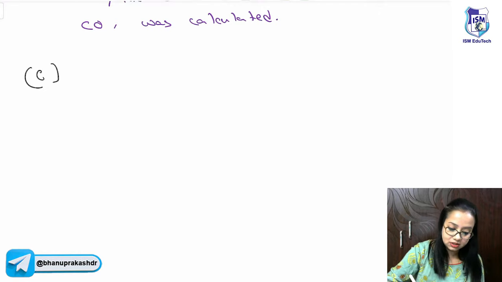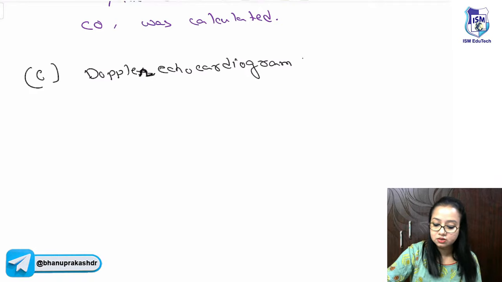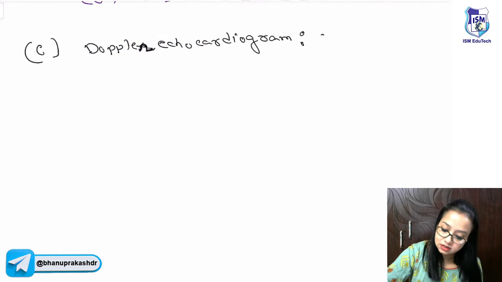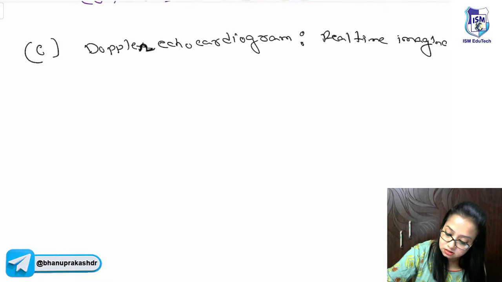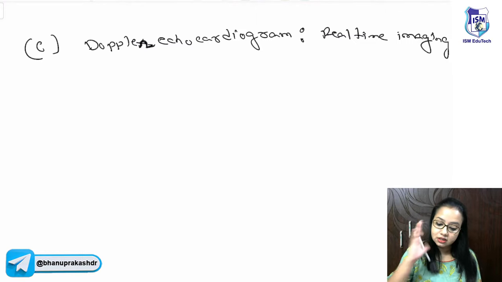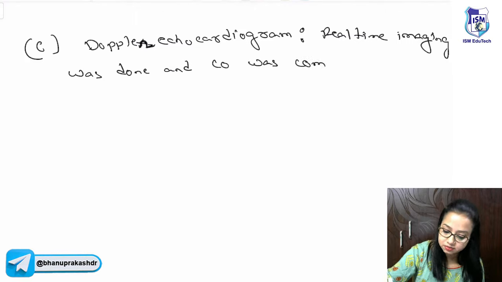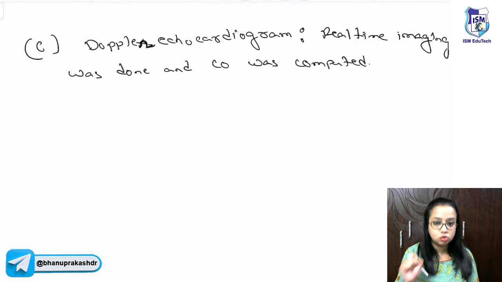The third one was the Doppler echocardiogram. So here, real time imaging was done through that software, through that machine, and cardiac output was computed. That also did not give very correct results.